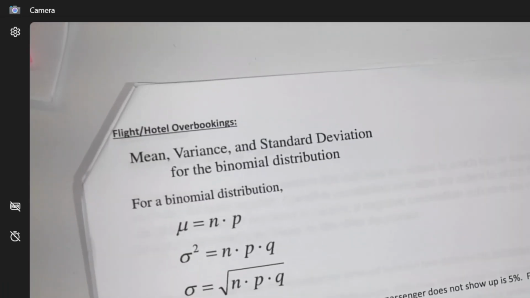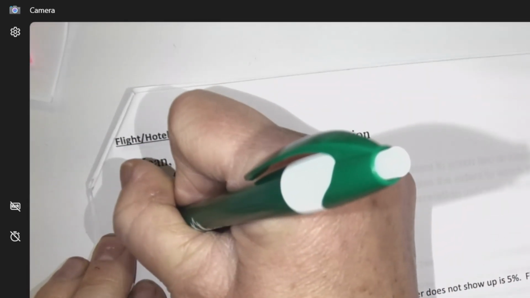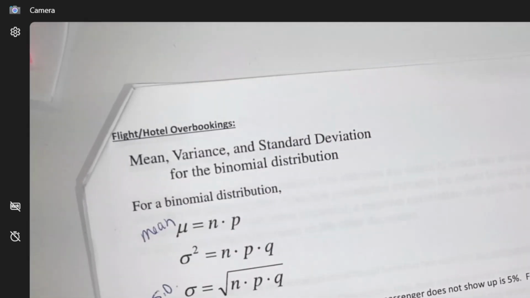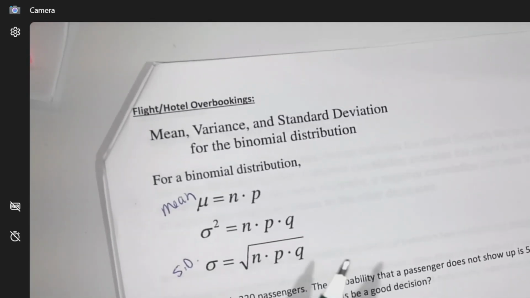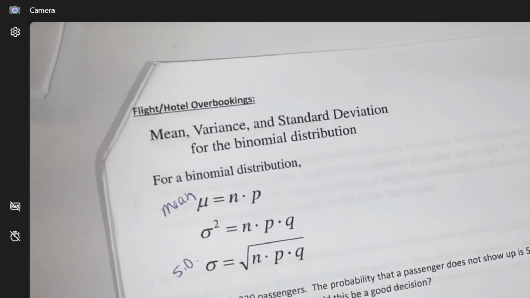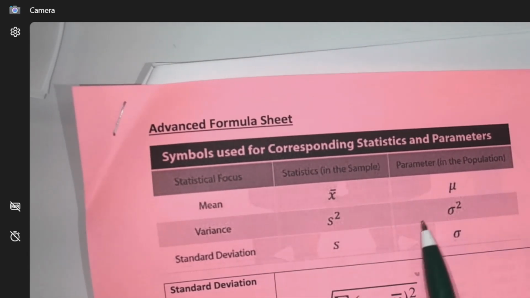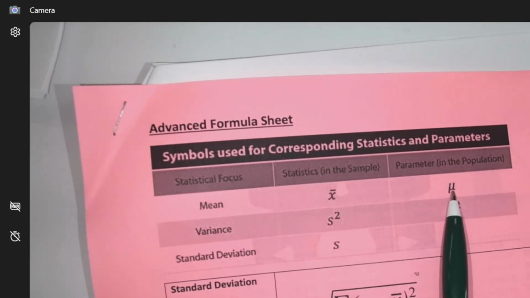Okay, so binomial distribution, here are some formulas. This one is called the mean. And this one is the standard deviation, the bottom one. This one is variance, which I will not use at all. If you don't know, they're on the formula sheet I gave you. Those little symbols are up here. There you can see the standard deviation, and there you can see the mean.